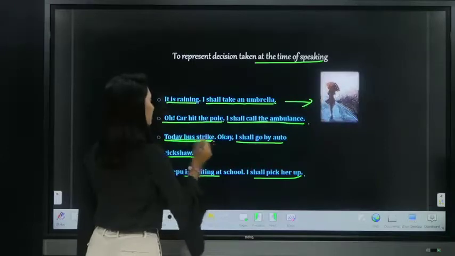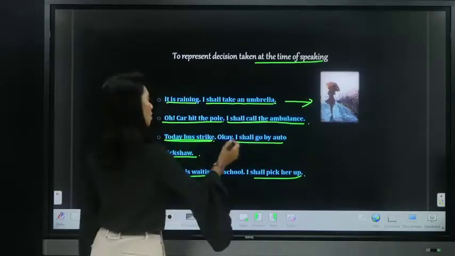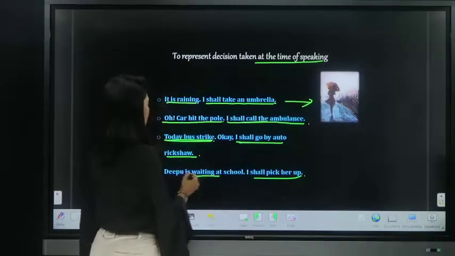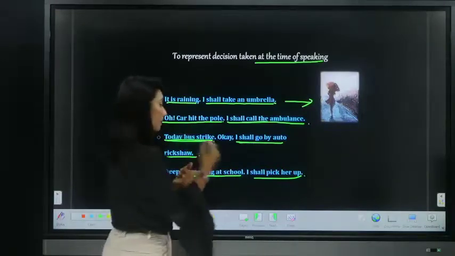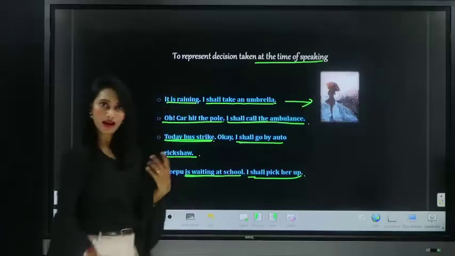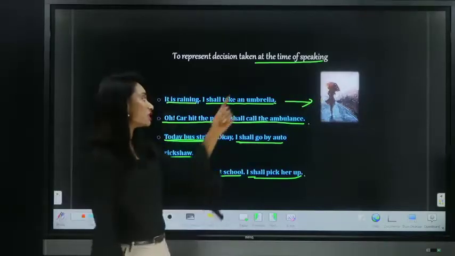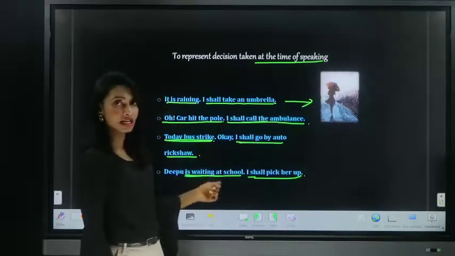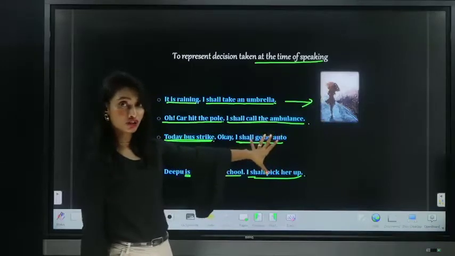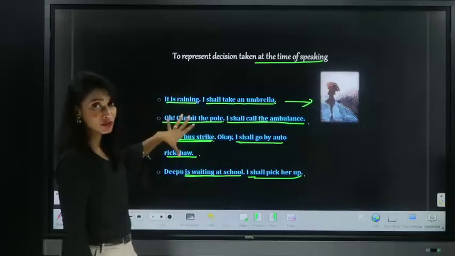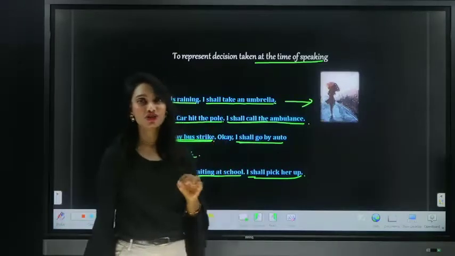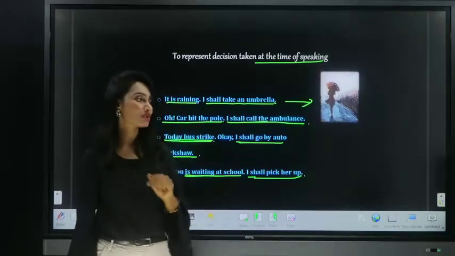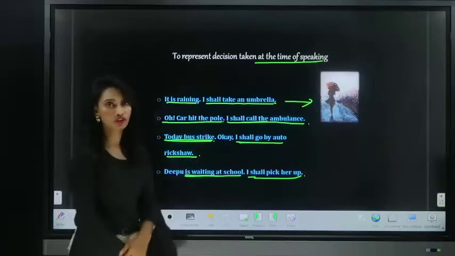Bus strike. Today's bus strike. Oh, I shall go by auto rickshaw. Deepu is waiting at school. Time of speaking. The decision I made is I shall pick her up. So the decisions which are taken at the time of speaking should be in simple future, whereas at the time of speaking that action should be represented in present continuous. So these are the three usages of simple future tense.